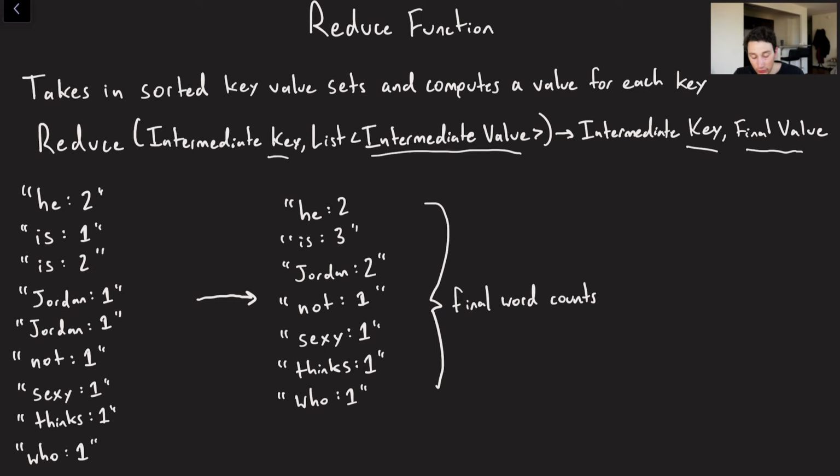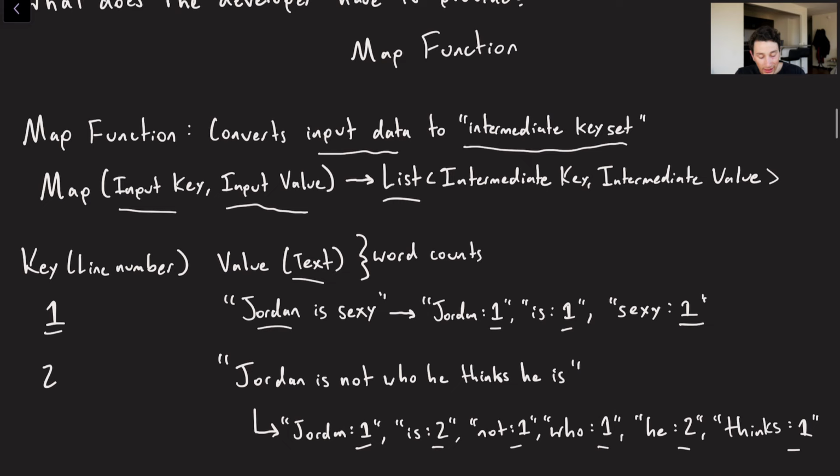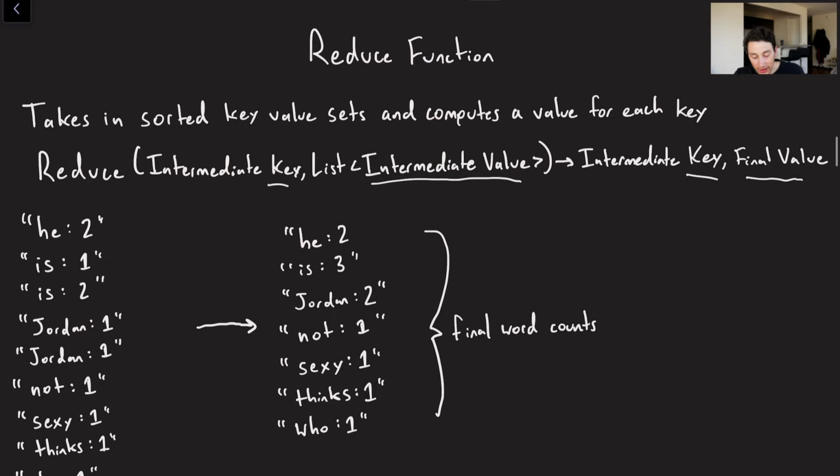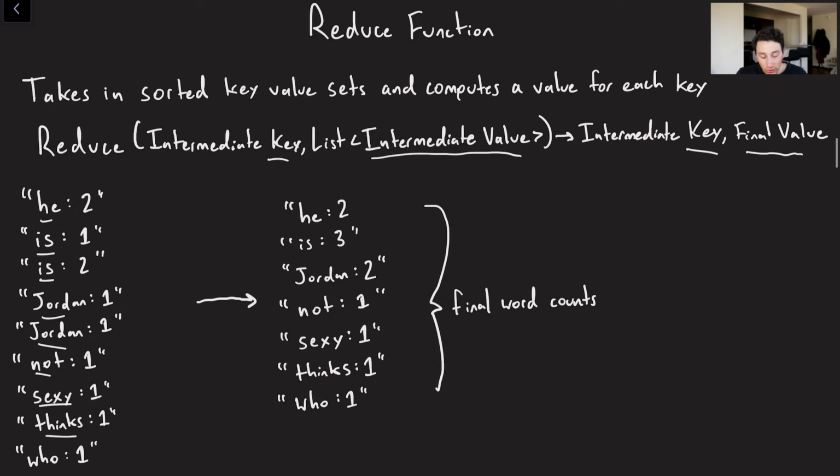Cool. So the idea now is, if we take the output of what we had before and we combine these two mapping outputs, so we combine the whole intermediate key set. Now what we have is, and we're alphabetically ordering the keys, we've got "he" over here is present twice, "Jordan" is present twice, "not" present, "sexy", "thinks", and "who", because we're ordering them alphabetically. And so the reduce function in this case is basically, sum up all of those counts. So "he" ends up with 2 because there was only one key for "he" and it was 2. "Is" is going to end up with 3 because these guys get combined, and so on. And so that is ultimately going to return us the final word count of each word.